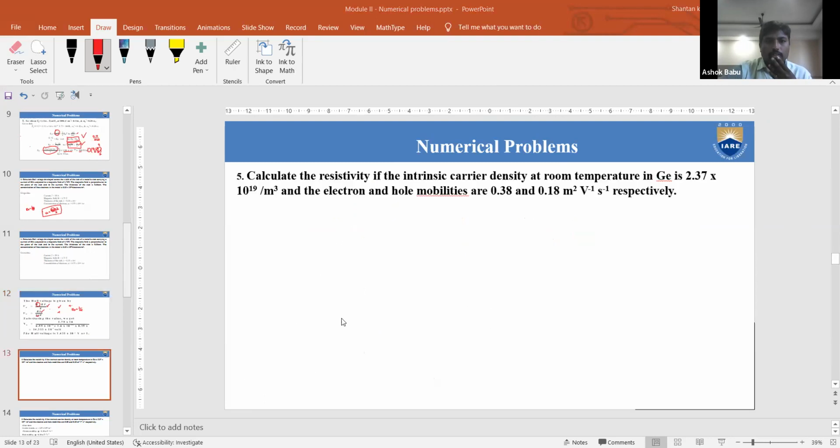So coming to the next one. Calculate the resistivity if the intrinsic carrier density at room temperature in germanium is 2.37 into 10 power 19 per meter cube, and the electron and hole mobilities are 0.38 and 0.18 respectively. First find out the conductivity. Take the conductivity formula, sigma equals n into E into mu. So first of all, write down the given data. What is the data given?